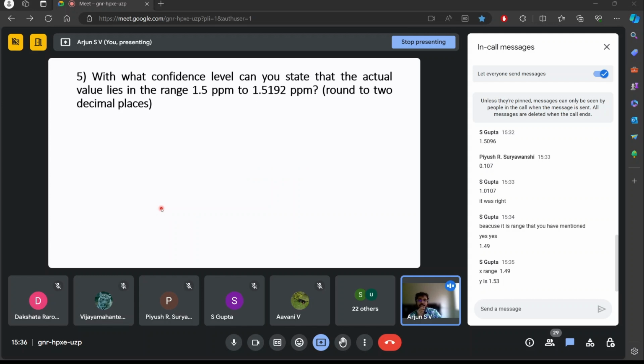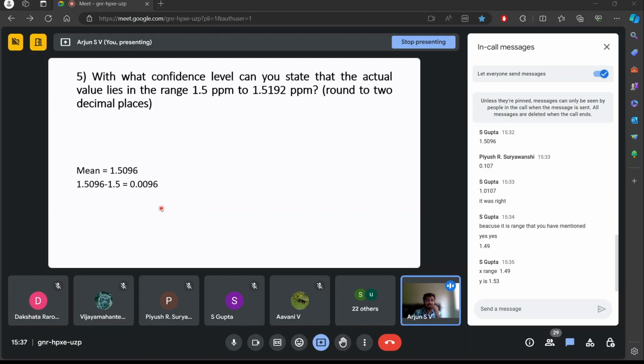With what confidence level can you state that the actual value lies in the range 1.5 to 1.5192 ppm? I hope everyone gets the question by what they are saying. So we already have the mean 1.5096, and they've given 1.5 and 1.5192, which is 0.0096 ppm on both sides of the mean. So how we should solve this question is, we want to find the confidence level.